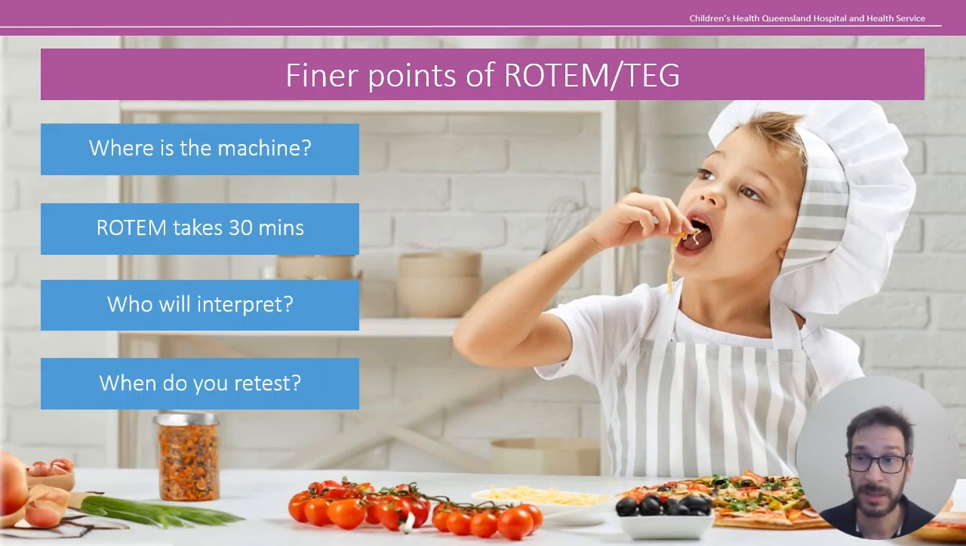I think it is important, though, that we think about some of the finer points of ROTEM and TEG. And when you are doing those resuscitations with those algorithms, there's actually a few things that can easily make us trip up. So one of them is you need to have familiarity on where the ROTEM or the TEG machine is in your hospital, because it usually isn't actually based in emergency. It's often somewhere else like pathology, ICU, theatre.